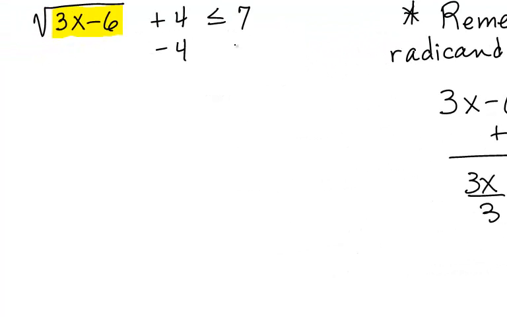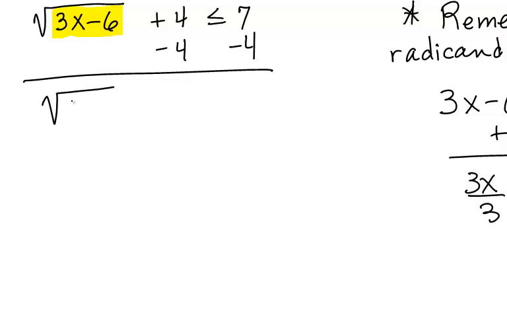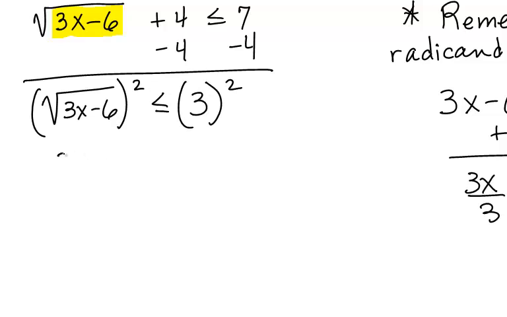Subtract 4. Just like you would. And remember, the only difference is if you multiply or divide by a negative, you have to reverse the arrow. Okay, so we've got the square root of 3x minus 6 is less than or equal to 3. Now get rid of the radical. Square both sides. So we'd have 3x minus 6 is less than or equal to 9.